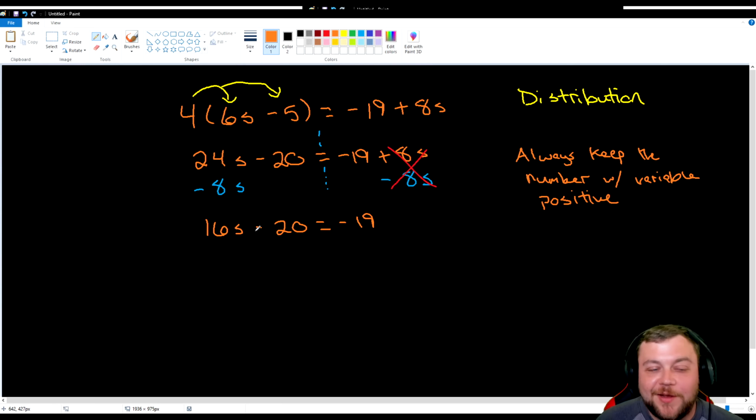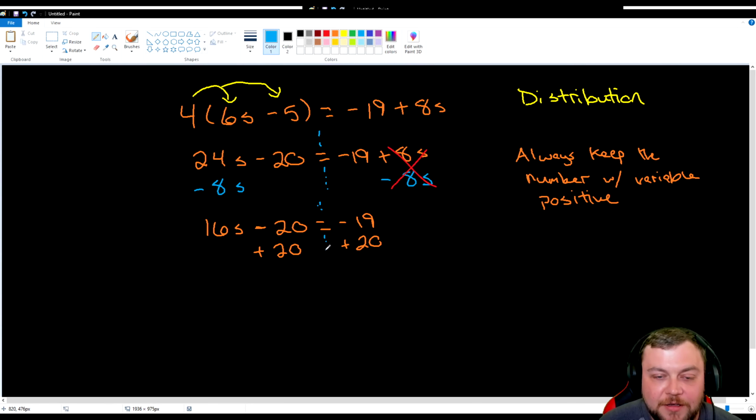So now we're in comfortable territory. So how do we get rid of the minus 20? Well, we're going to add 20 to both sides. Same thing. We have this mirror. Added 20 to both sides. Okay, so our negative 20 and positive 20 cancel out. And what we're left with on the left side is 16s equals, so negative 19 plus 20.